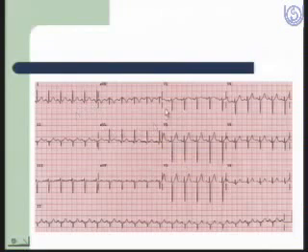Now this is an ECG. One has to calculate the axis. So one has to see lead 1 and lead AVF. You see that lead 1 is positive and lead AVF is negative. So what will be the axis? Left axis. Very good.